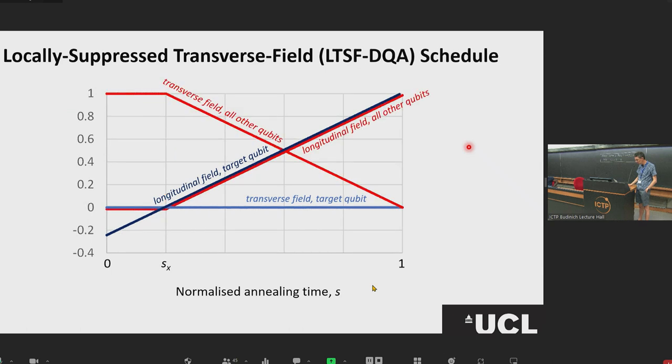Then for the other qubits in the problem, we have, as shown in red here, a rather conventional anneal. It doesn't start until this normalized annealing time Sx. So we turn down the transverse field on all the other qubits, and we turn up the longitudinal field. And in examples I give, it's linear, but again, that's not critical, I don't think.